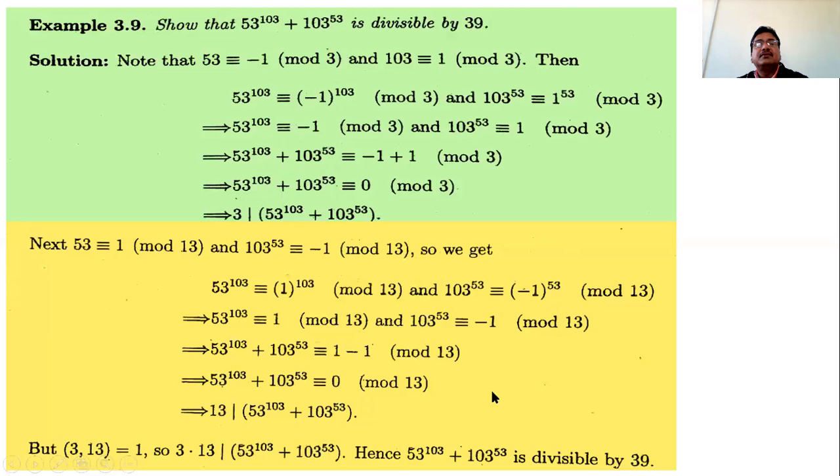So this is an example of the same type. We'll see more in the next lecture.